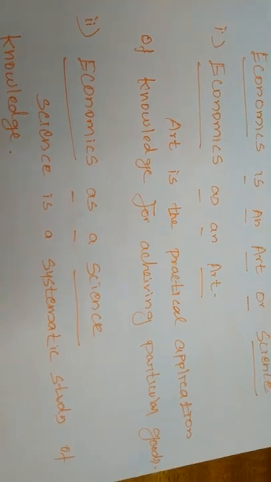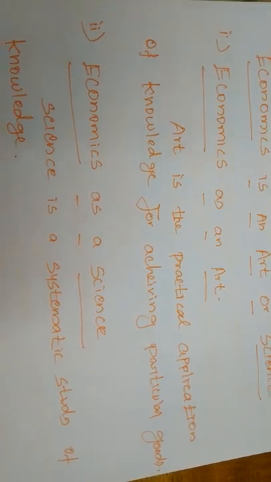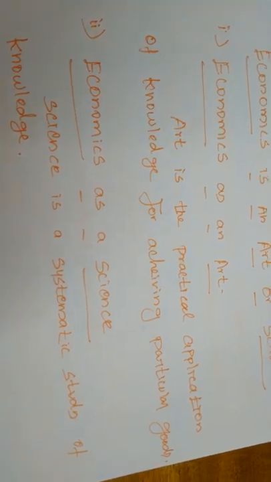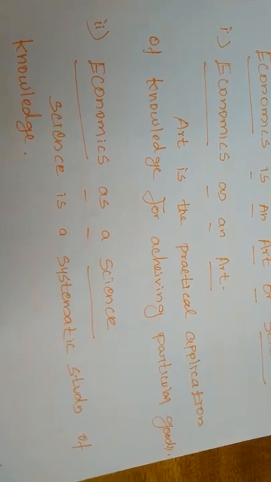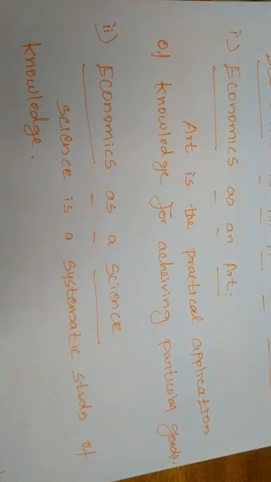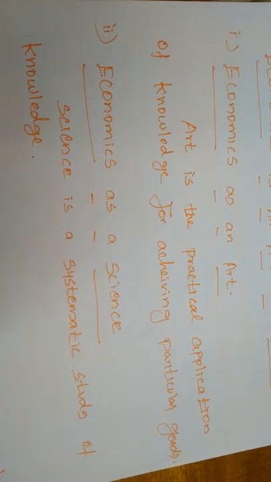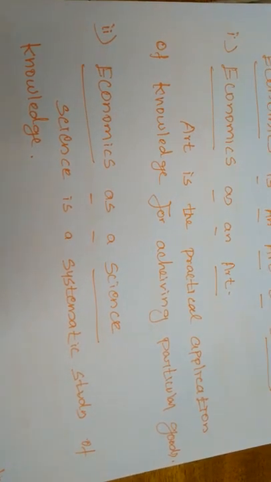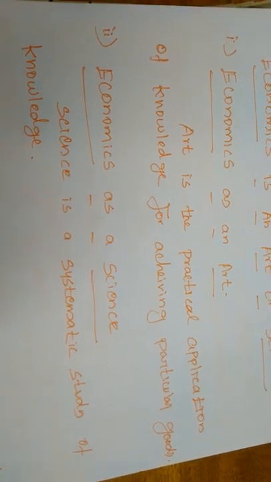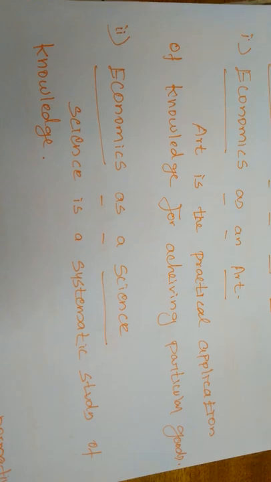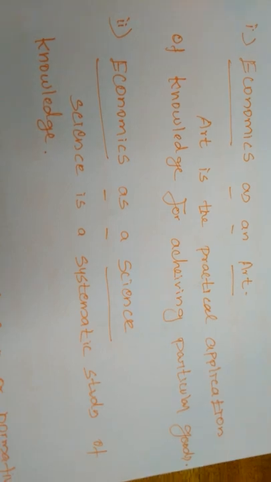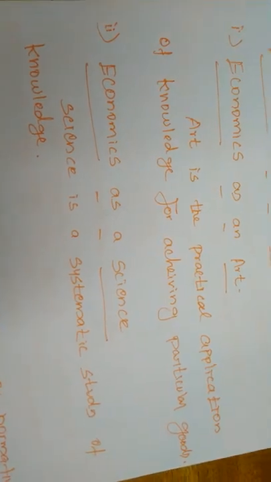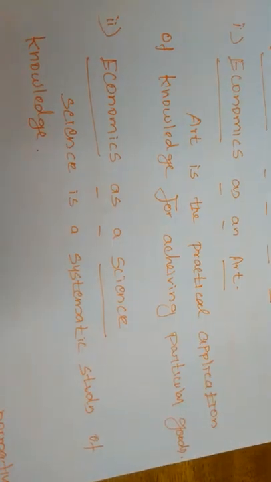Art is the practical application of knowledge for achieving particular goals. If you want to achieve particular goals, you have to apply some practical knowledge. So, what is the existing experience, or what is the past experience? By having these two, we apply practical knowledge for achieving particular goals, to attain economic activity or some goals, right? So in this area we can consider economics as an art.